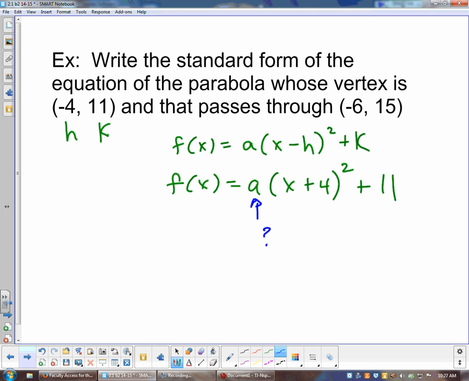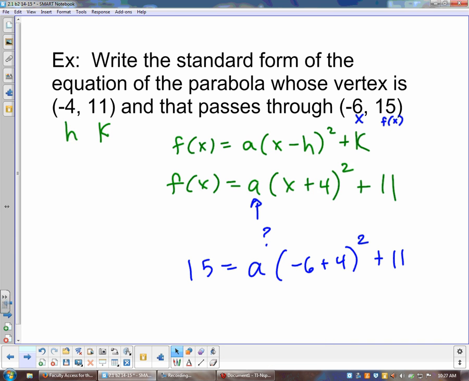How are we going to find the a value, Tim? Plug in one of these things. Well, we're going to plug in the negative 6 for x, and the 15 is our y, but that means that's our f of x. So if we do that, we get 15 equals a times negative 6 plus 4 quantity squared plus 11. Would you take a minute, please, and solve for a?